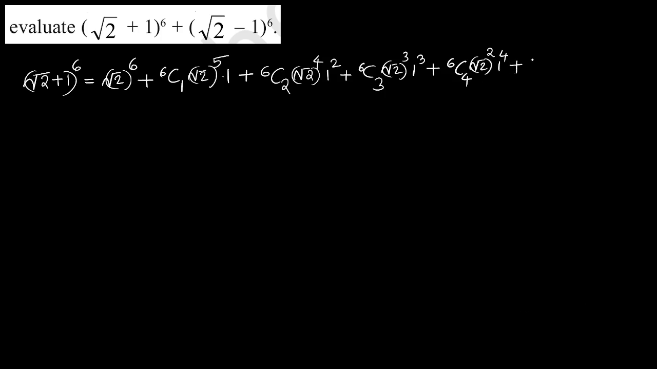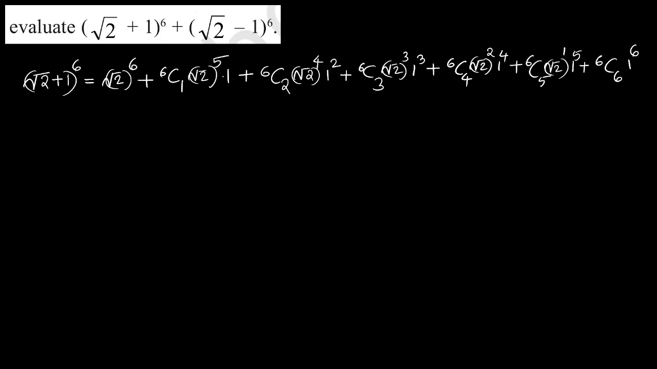Then 6c4, after 6c4 you will get 6c5. Root 2 square becomes root 2 raised to 1. 1 raised to 4 becomes 1 raised to 5. After 6c5, next term will be 6c6. The nCn will be the last term. Root 2 disappears and 1 raised to 5 becomes 1 raised to 6 at the end. All of it clear? You understood?